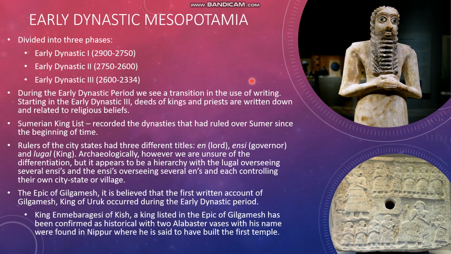And starting in the early Dynastic 3, we start to find that writing starts to expand outside of those direct bureaucratic administrative facilities and starts to record the deeds of kings, and priests are writing down religious beliefs. And this is the time period where we believe we see things like the Epic of Gilgamesh are finally being written down.